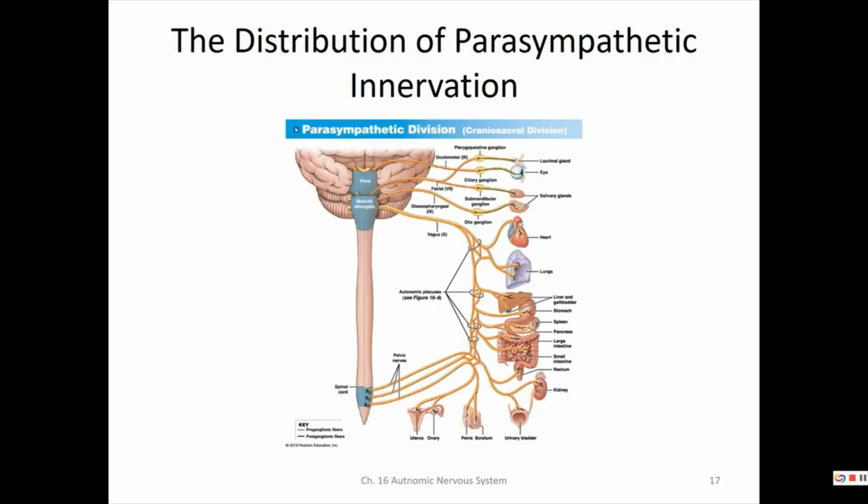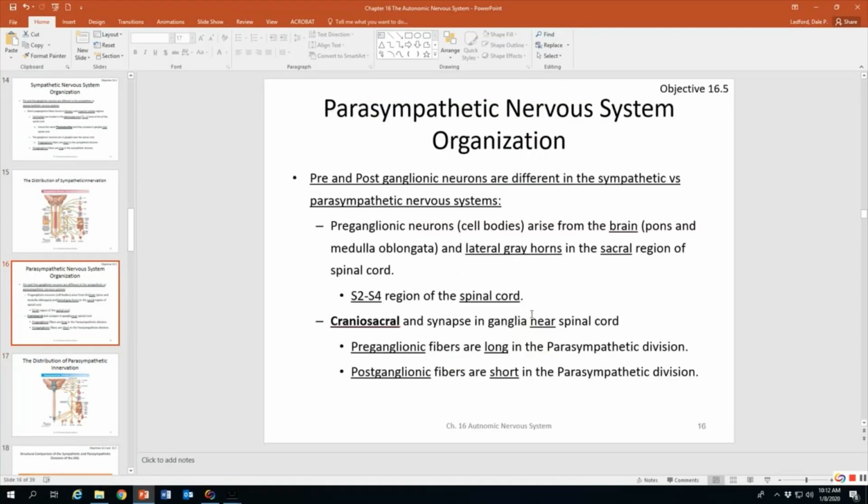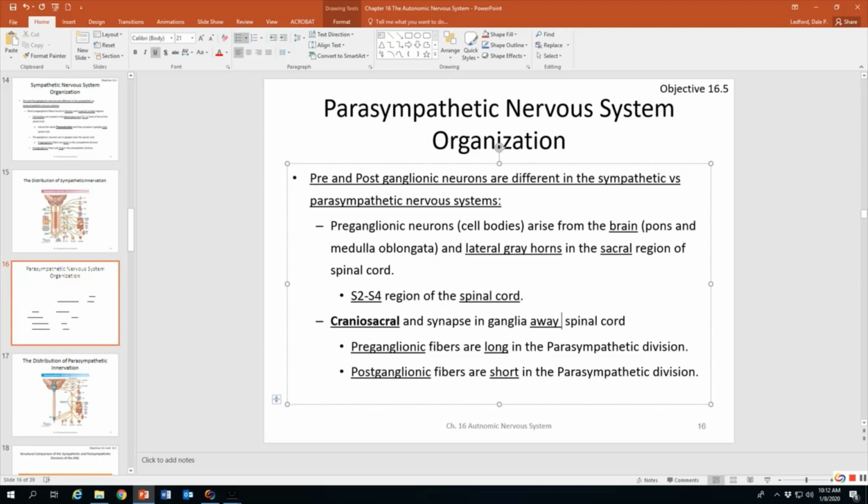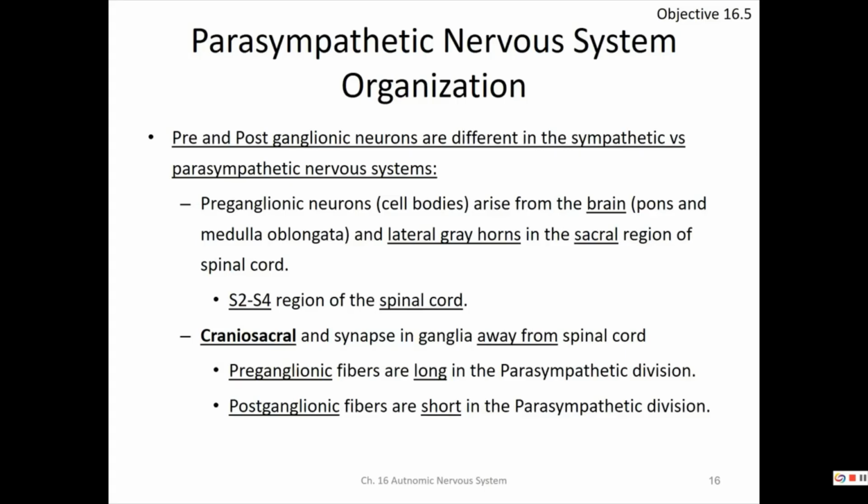So we come from the lateral gray horns in the sacral region, S2 to S4, craniosacral. So the ganglia are generally not very near the spinal cord, so they're going to be a little bit further away, as you can see. So I need to fix that. That should not be near spinal cord, away from spinal cord.